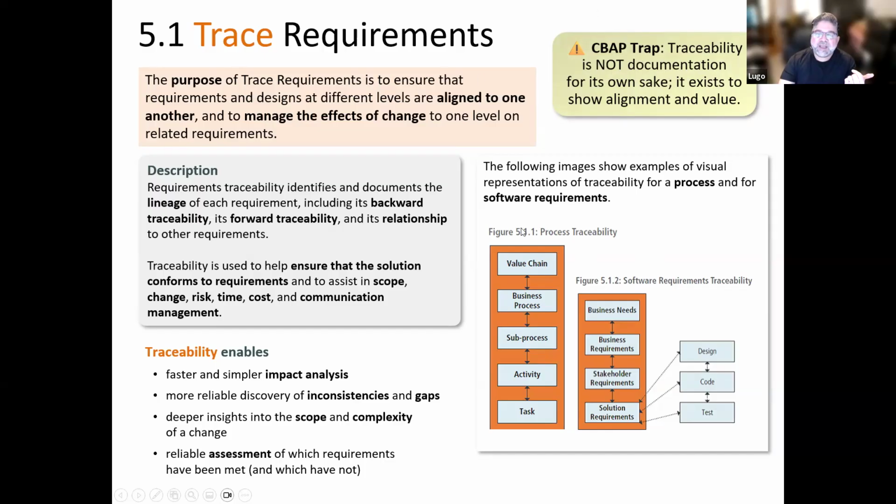One trap that they like to use in the exam is that traceability is not documentation for its own sake. It exists to show alignment and value.